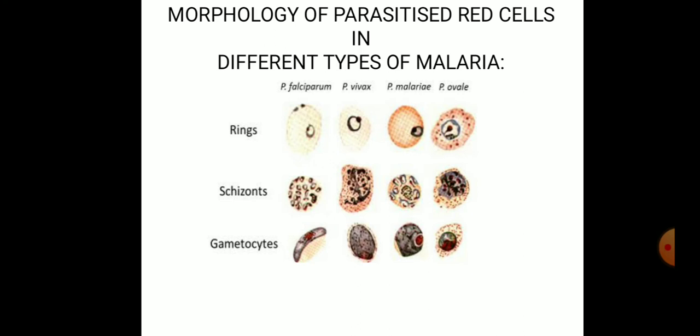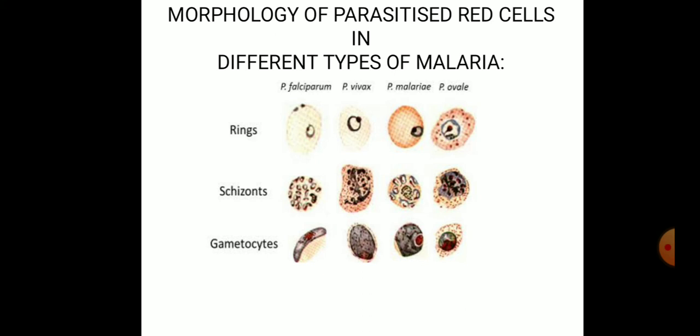Morphology of parasitized red cells in different types of malaria. In Plasmodium falciparum, red cells are normal, no rings or one or two rings can be seen, no Schaffner's dots, and the gametocytes are banana shaped.